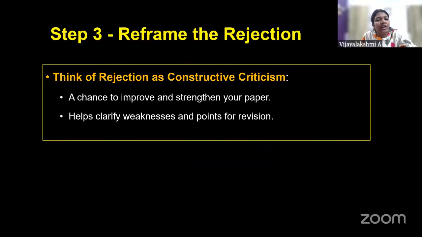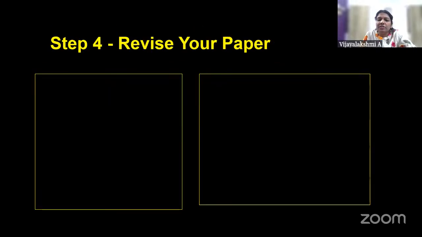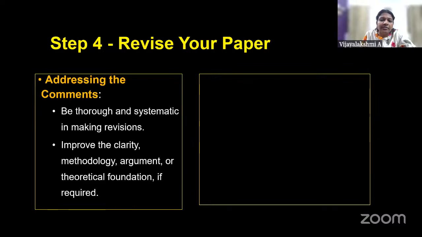Just think of rejection as constructive criticism. It is a chance given to you to improve and strengthen your paper. So if you think of it in a positive way, it will help to clarify the weaknesses and points for revision. Now with the positive mindset, start revising your paper. Make an effort to address the reviewer comments thoroughly and in a systematic way. This is definitely going to improve the clarity of the paper.